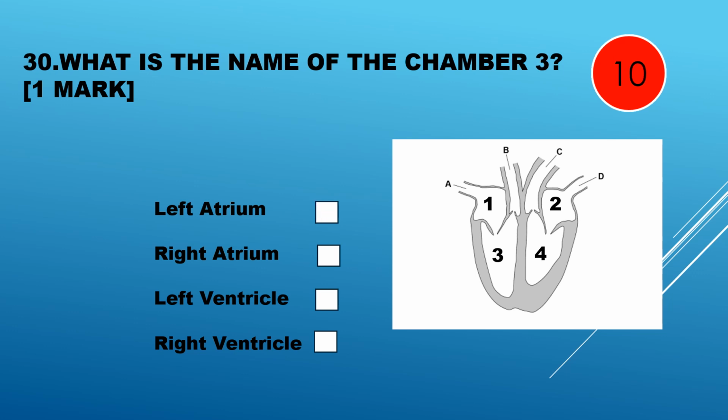Question 30. What is the name of the chamber 3? Is it left atrium, right atrium, left ventricle, right ventricle? Chamber 3 is the right ventricle. Question 31. What is the name of chamber 4? Is it left atrium, right atrium, left ventricle, right ventricle? Chamber 4 is the left ventricle. It's got a thicker wall, pumps blood around the body.